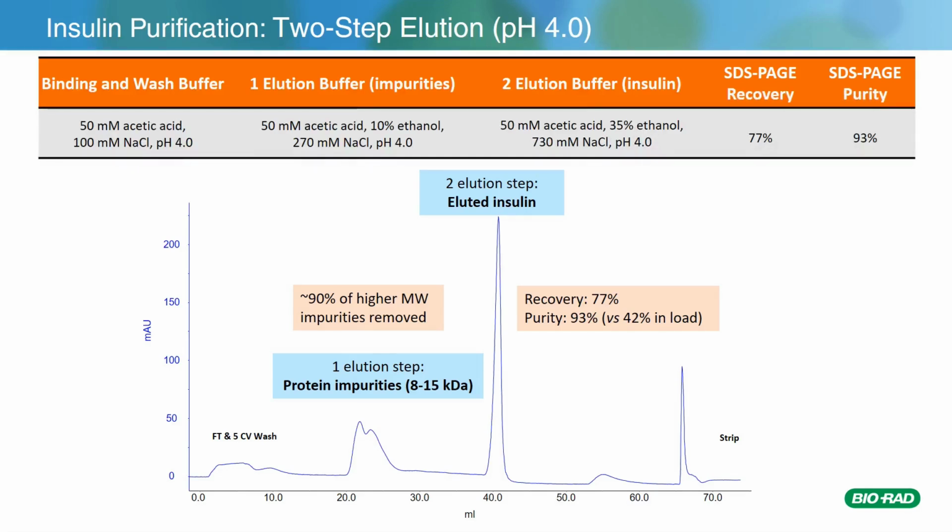The insulin, as you can see, is eluted as a sharp peak, and the eluted insulin had a high purity, which was 93%, and the recovery was 77%, which is a significant improvement from the original material purity. That was 42%.